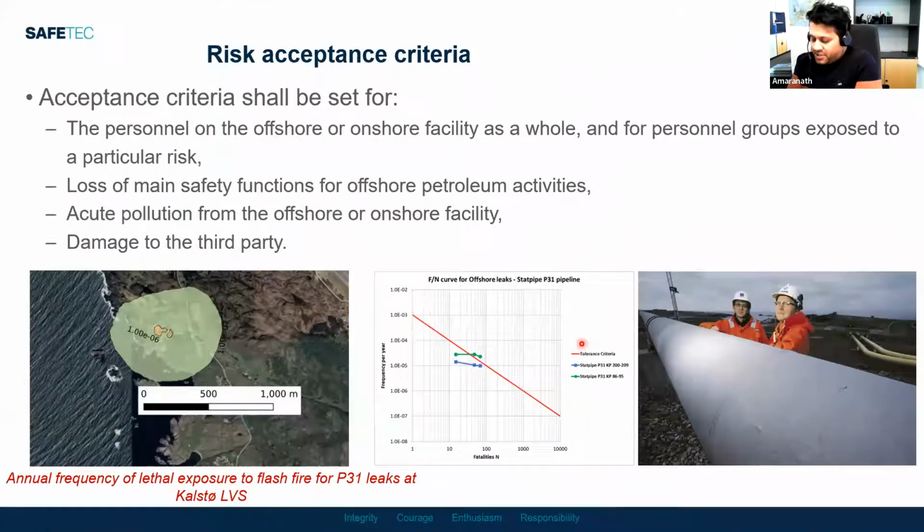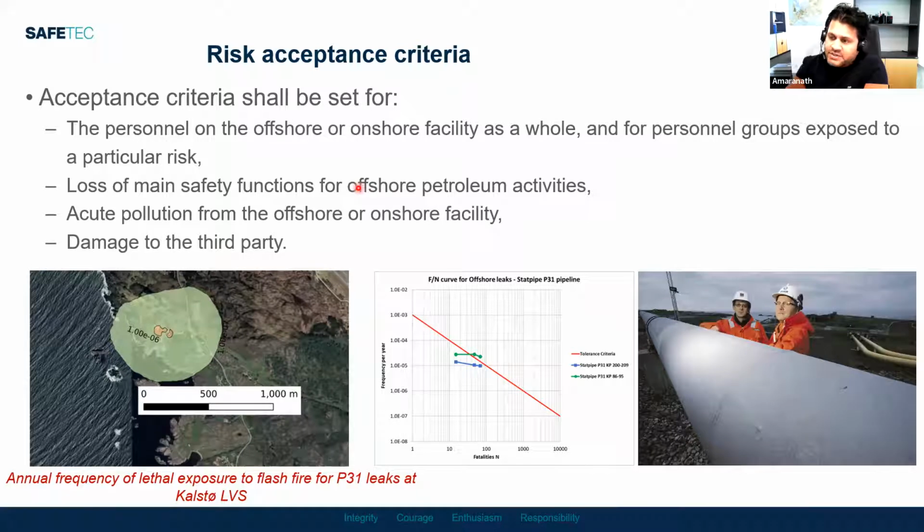Risk acceptance criteria are important to measure the risk level and to identify the need for risk reducing measures or activities. So the risk acceptance criteria are defined as individual or group risk parameters, and risk acceptance criteria are also defined for main safety functions, as we have already discussed. So the main safety functions should have an impairment frequency that we have to check.